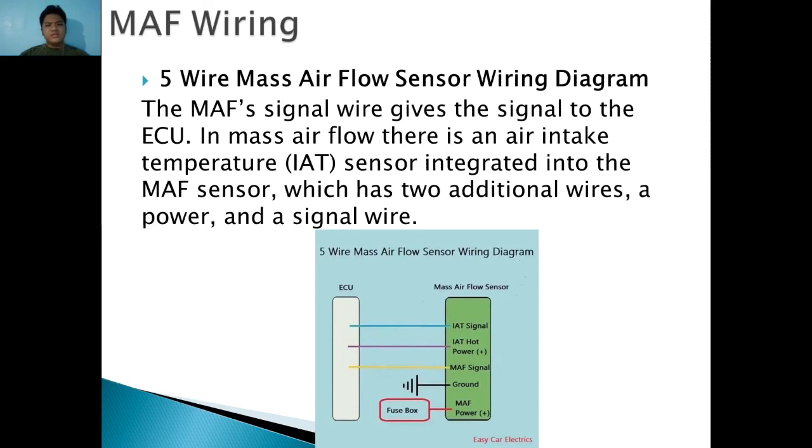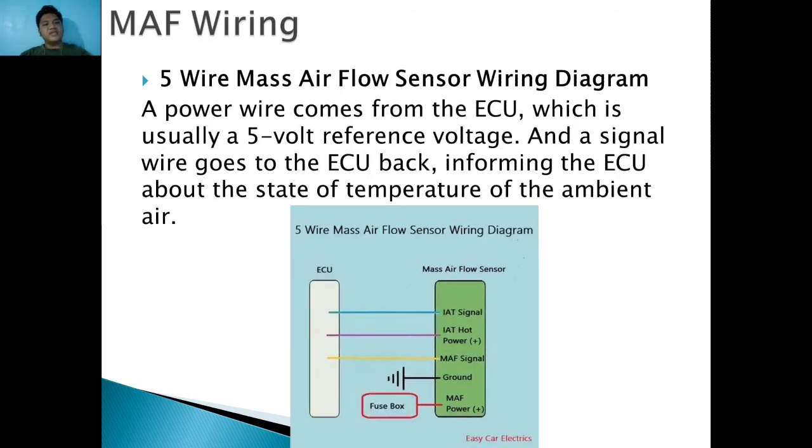In mass airflow, there is an air intake temperature sensor integrated into the MAF sensor, which has two additional wires, a power and a signal wire. The power wire comes from the ECU, which is usually a 5-volt reference voltage, and a signal wire goes back to the ECU, informing the ECU about the state of temperature of the ambient air.